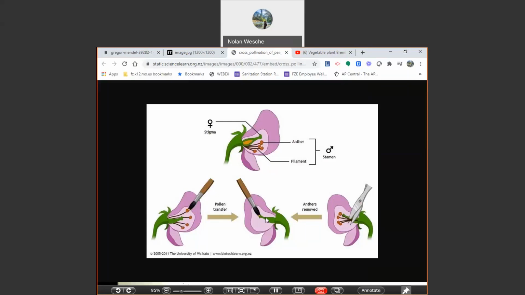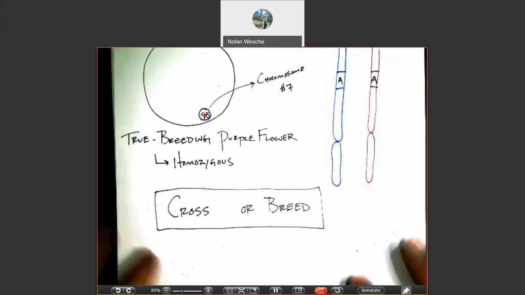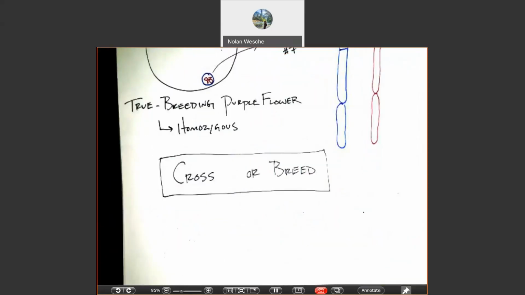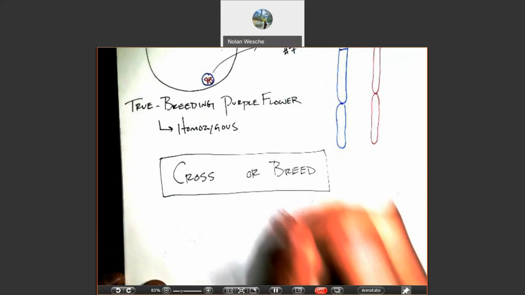So he's preventing this plant from self-fertilizing because he's removed the anthers, and he's effectively then breeding that plant. And he will know that he controlled that cross because it doesn't have the capacity to self-fertilize. So that's how he's setting this up and how he's doing this. It's a very elegant experiment for the time. So what we'll say is he's got these true breeding purple flowers.